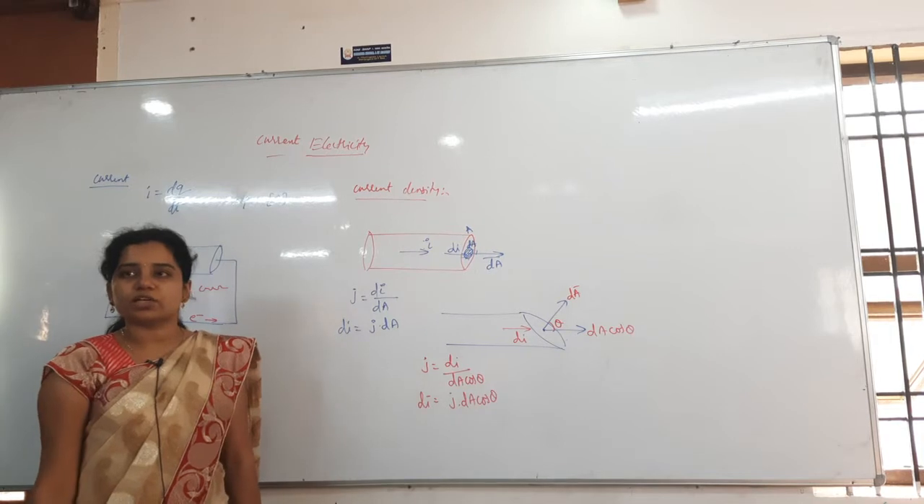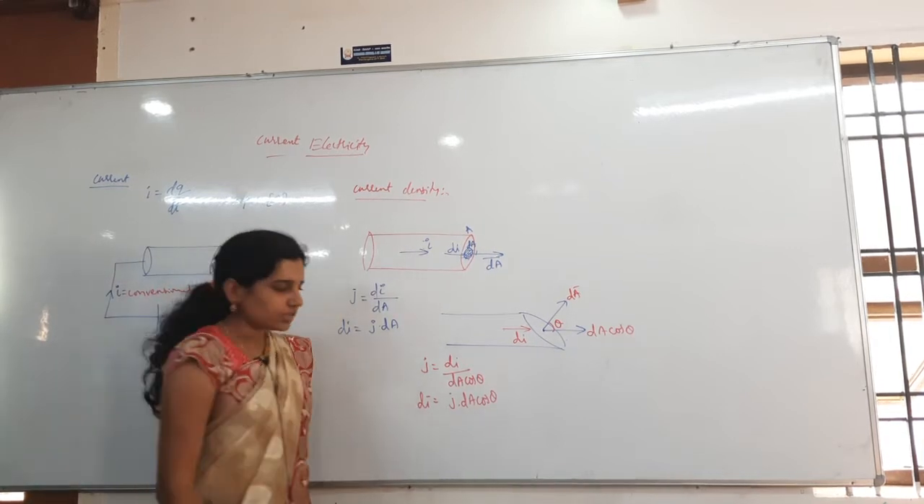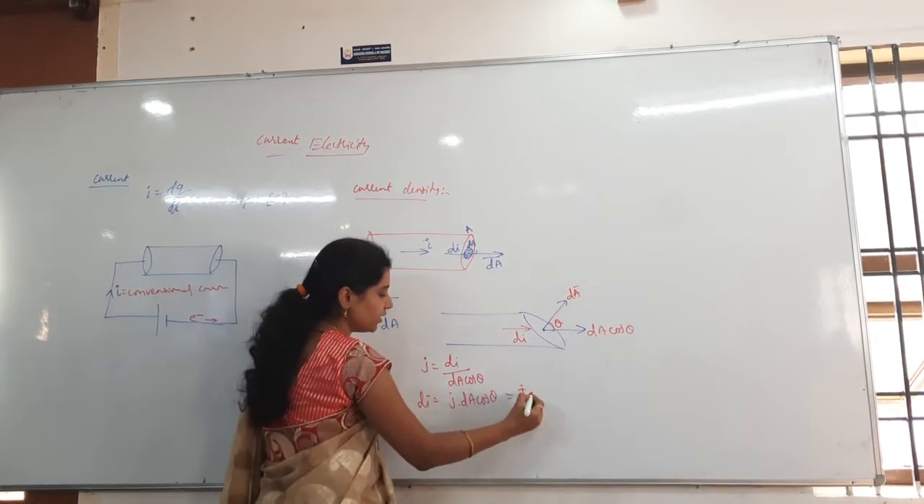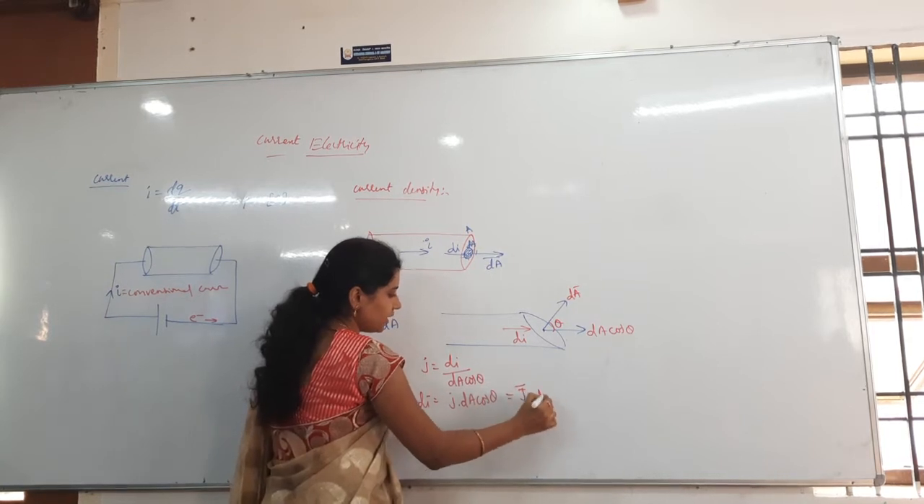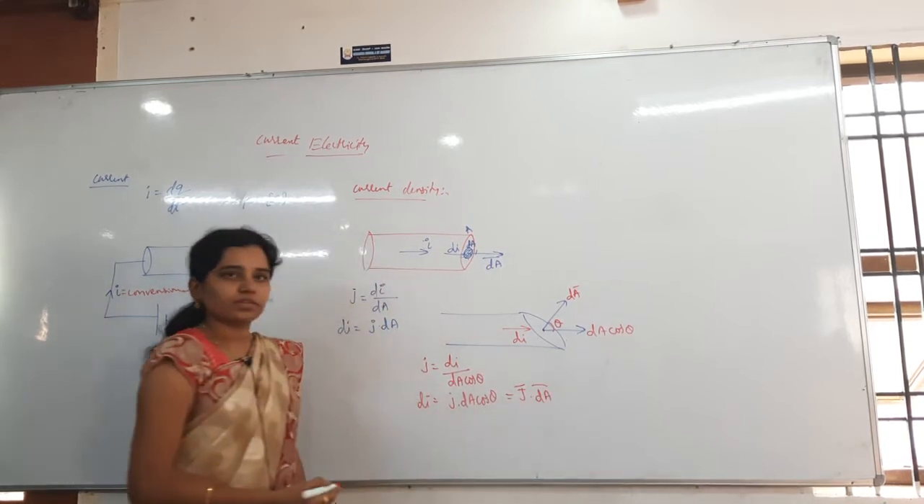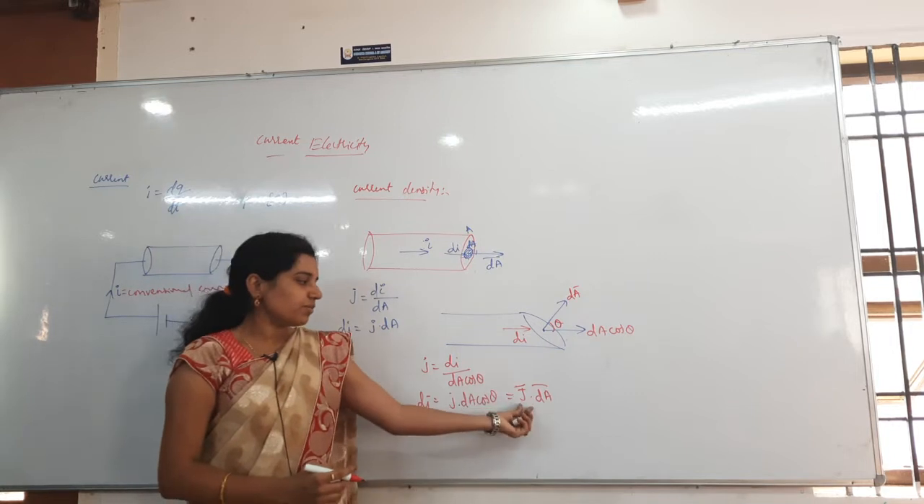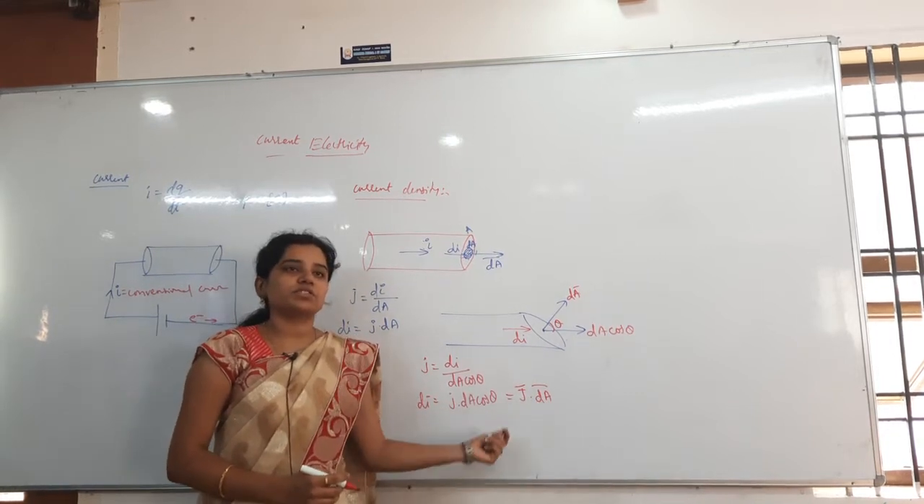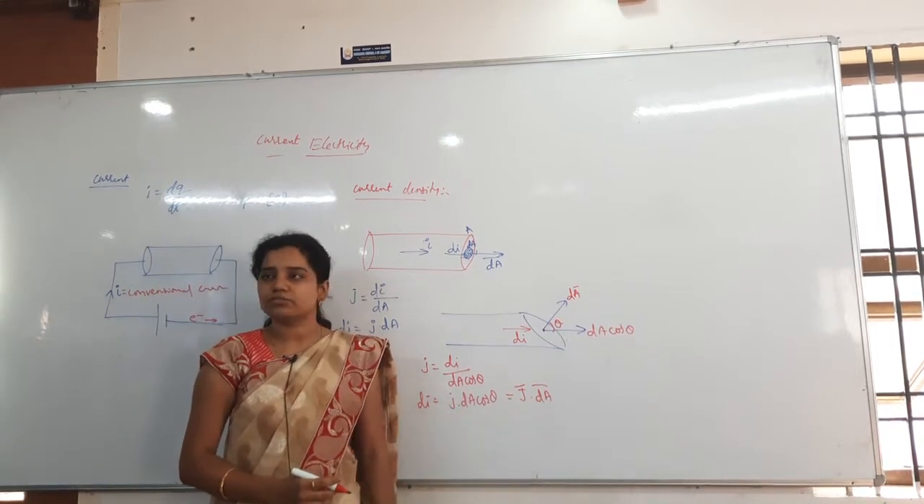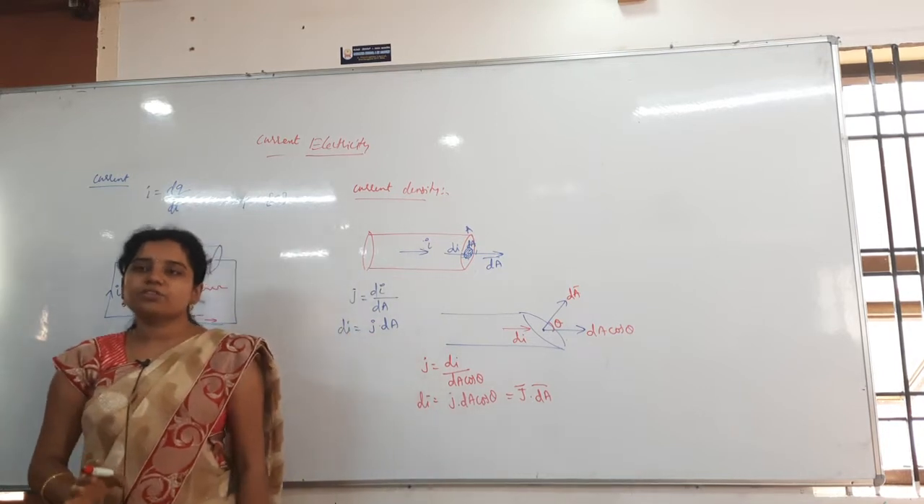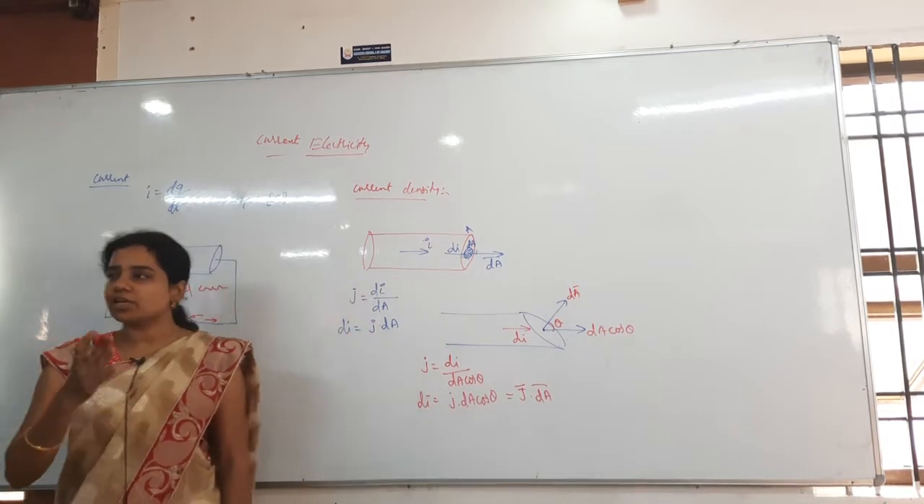AB cos theta is what? A dot B only. In the same way, here also you will get J bar dot dA bar. J bar dot dA bar gives you J into dA cos theta. You understand? For any vectors, if both are in the same direction, you will get the dot product.